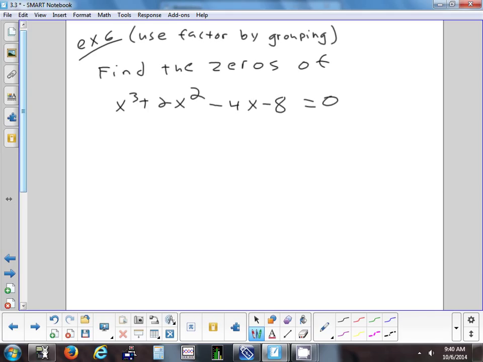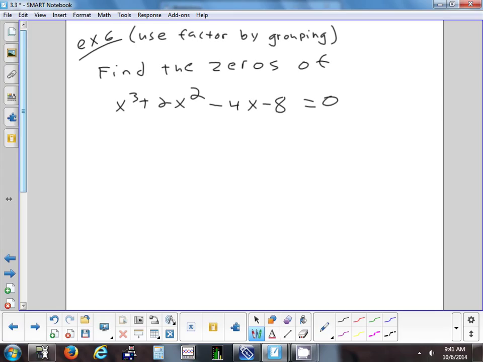Okay, this time I don't think you're going to need to use long division or the remainder theorem. I think we can use factor by grouping. Factor by grouping is when you group the first two terms and the last two terms so that they have something in common. That's the way the book had it written, so I'm writing it the same way.